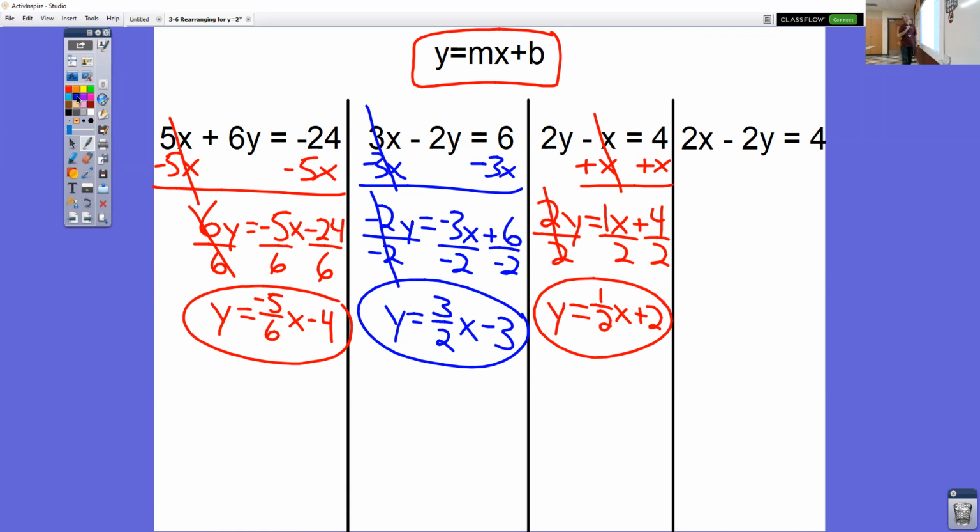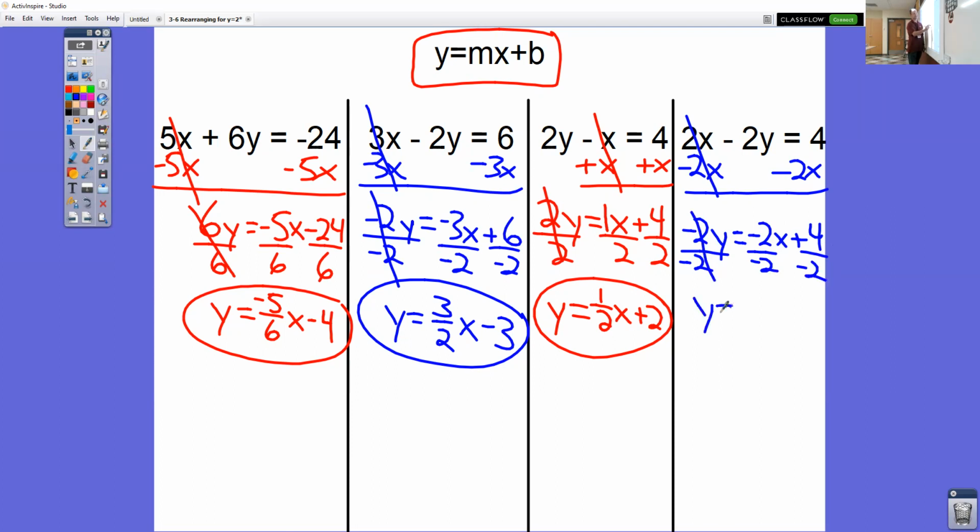In the next one, to get the -2y all by itself, we want to do -2x and -2x. So we have -2y equals -2x plus 4. Divide by -2, divide by -2, divide by -2. -2 divided by -2 is just 1. So that would be 1x. 4 divided by -2 is -2.